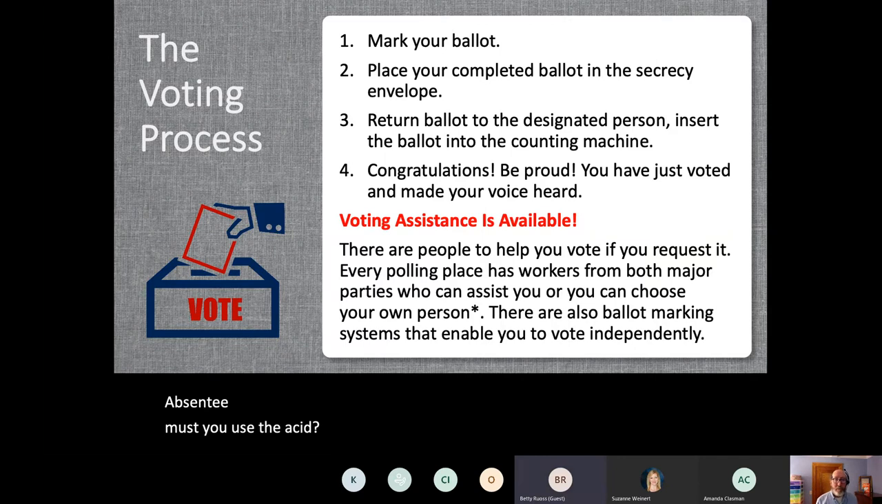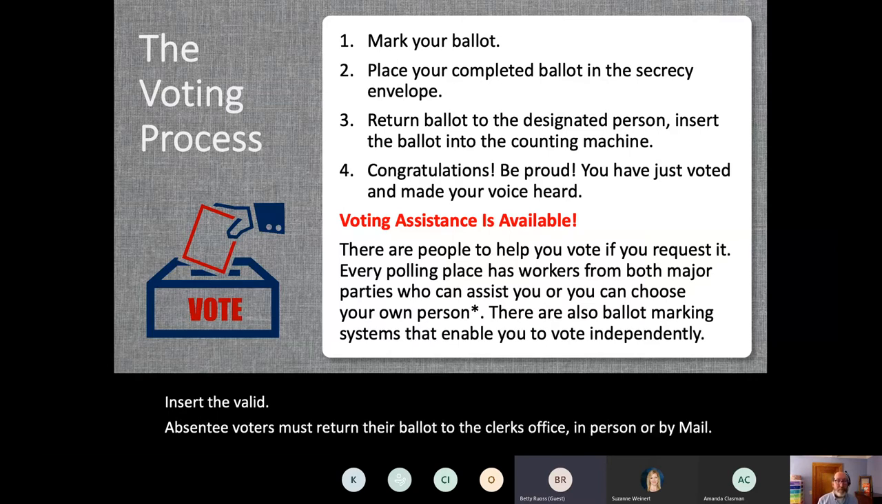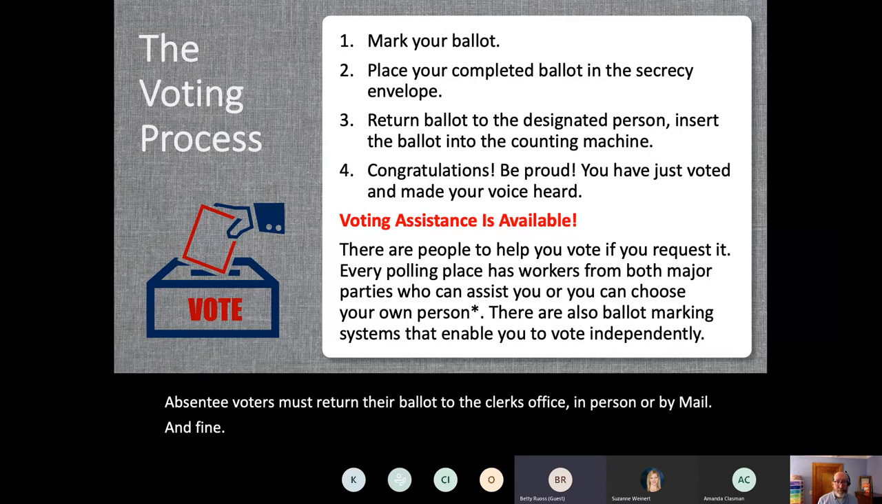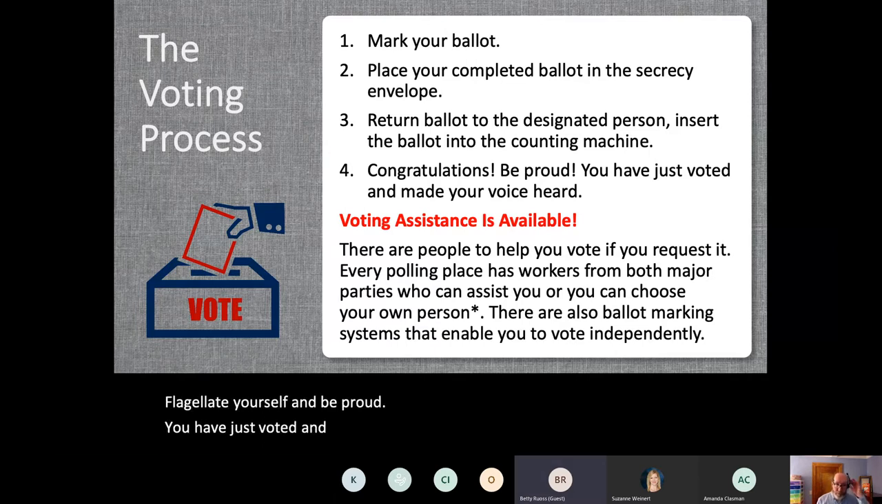Third, return the ballot to the designated person, who will insert the ballot into the counting machine. Absentee voters must return their ballot to the clerk's office in person or by mail. And finally, congratulate yourself and be proud. You have just voted and made your voice heard.